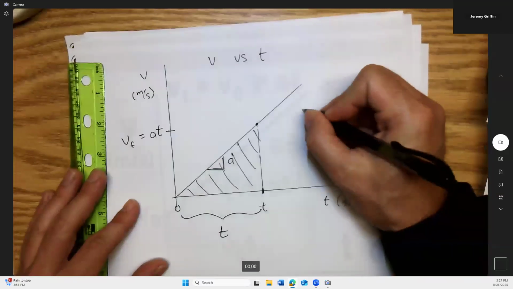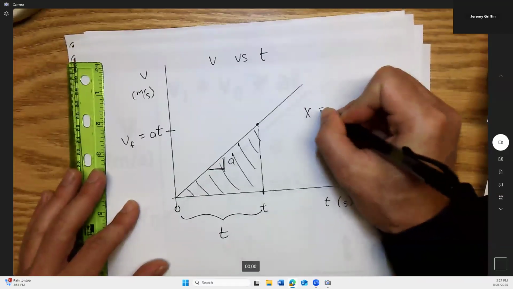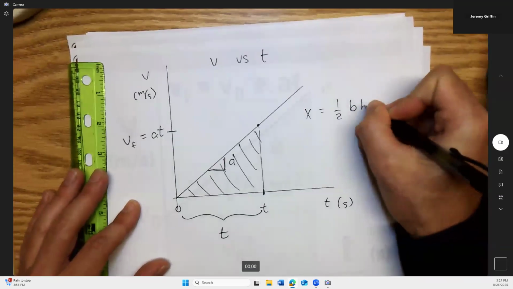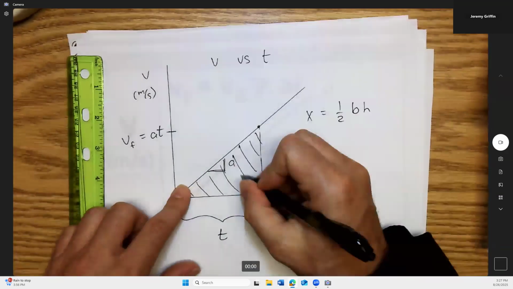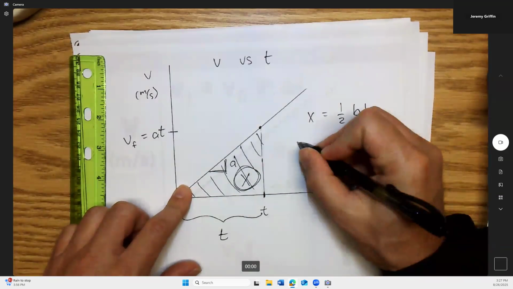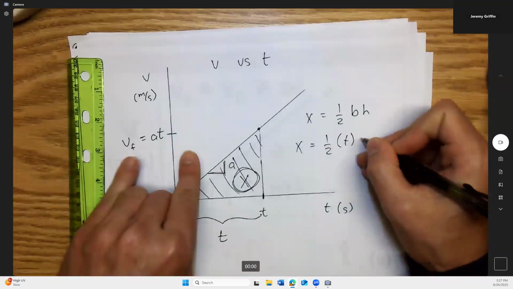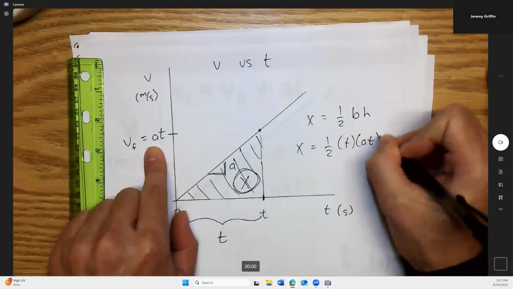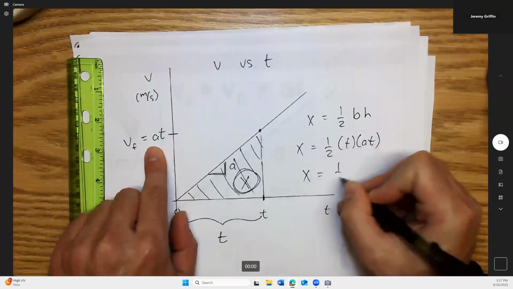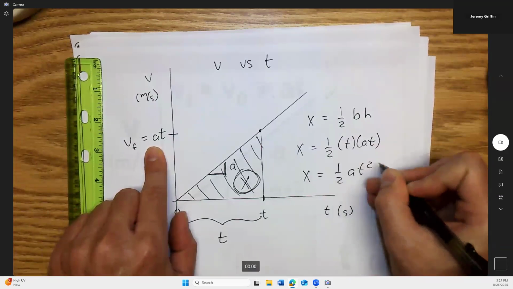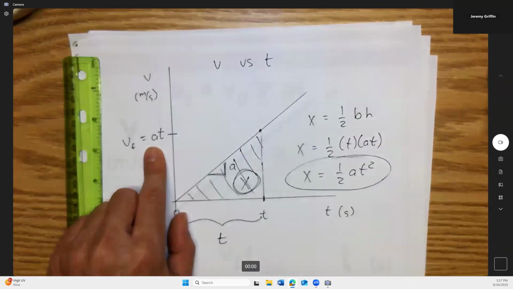Guys, what's the area of a triangle? One half base times height, which in this case represents how far it went. Call it x. So x equals one half; the base is some time t, and the height is a times t for accelerating. Put that all together. Is that one half a t squared? Okay, right.